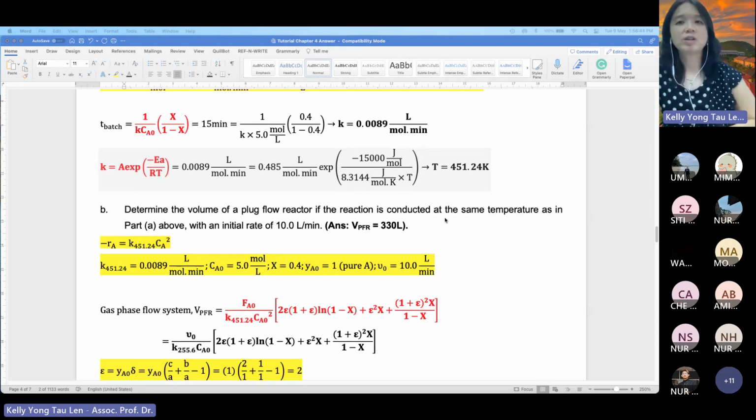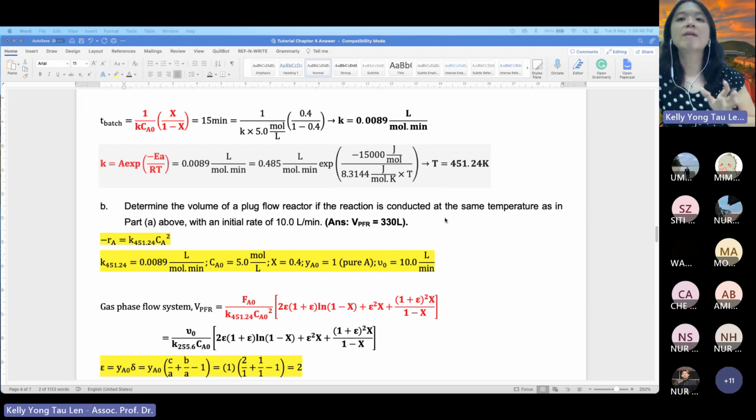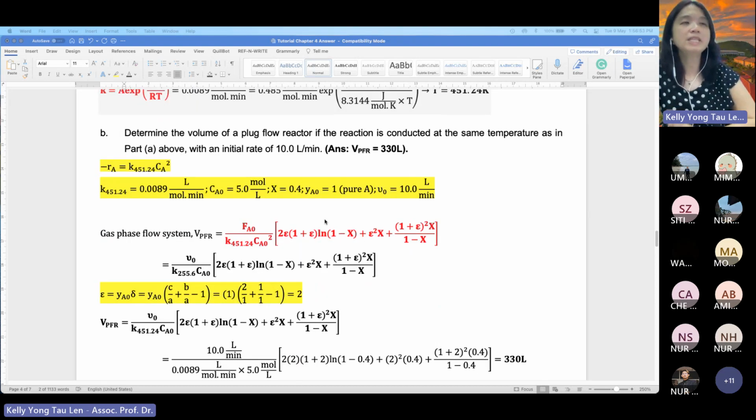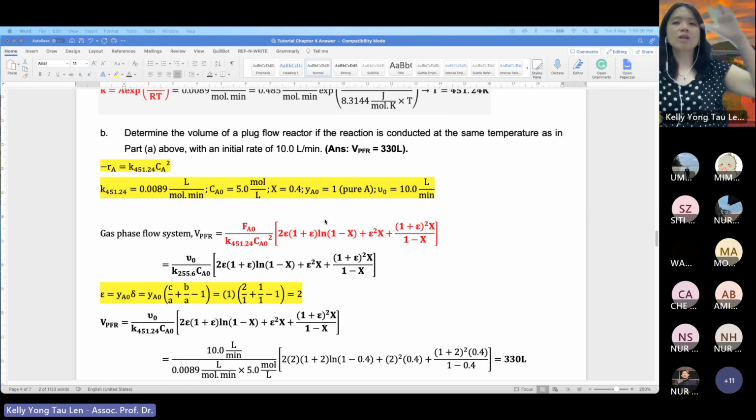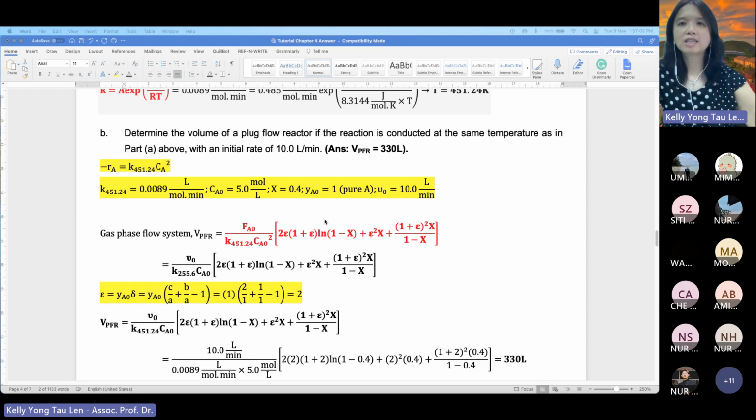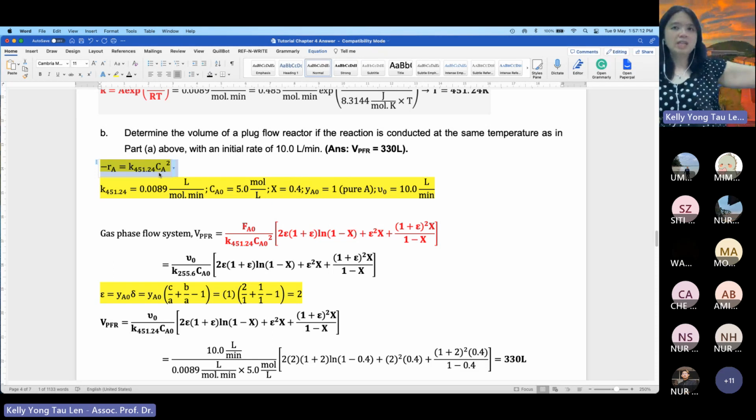So, come back to this question. Alright. So, kalau K temperature sama, therefore the value of K is the same for part B. Tetapi sekarang kita nak cari volume PFR. So, again, you go to your notes, you check. Kalau dia adalah gas phase, PFR dengan rate law dia minus RA equals to KCA power of 2. Sebab soalan kata reaction is second order with respect to A.